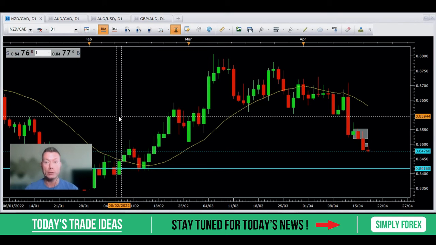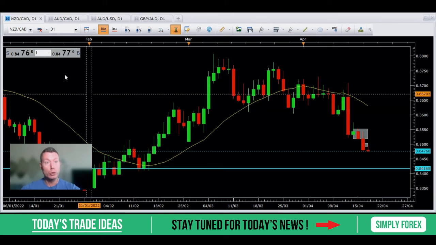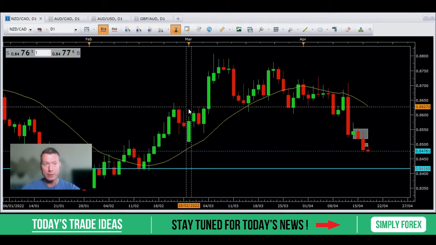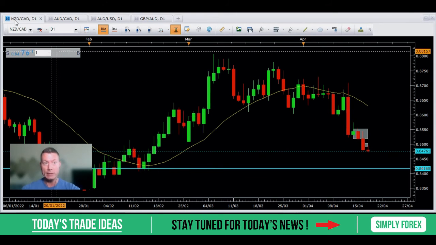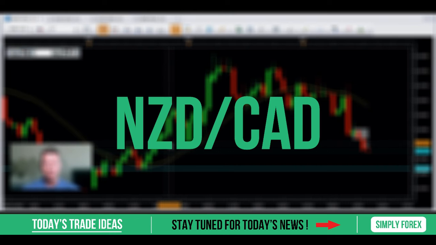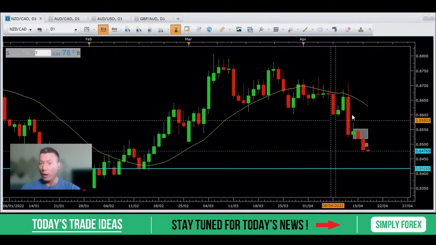Right, guys, so potential trades for Tuesday, the 19th of April. We've got 4 potential trades. 2 are the same as from yesterday. So the first one to look at is the New Zealand dollar against the Canadian dollar. We know why we're taking this trade.